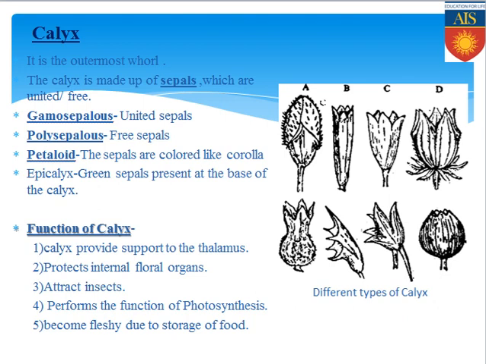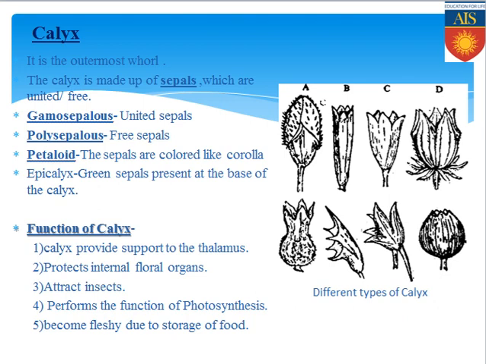And what is epicalyx? If you see, there are some green sepals present at the base of the calyx. So green colored small sepals present at the base of the calyx are commonly known as epicalyx. Now if you come to the function of the calyx, we all know the calyx provides support to the thalamus. It provides support or protection to the internal floral organs when the flower is in budded condition.